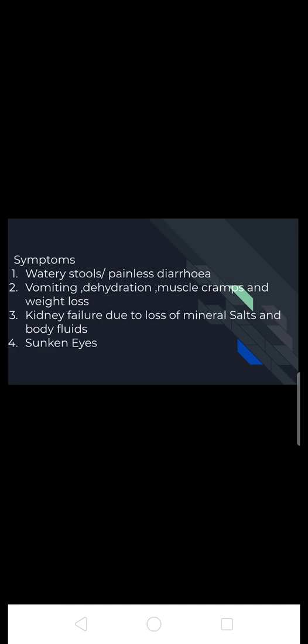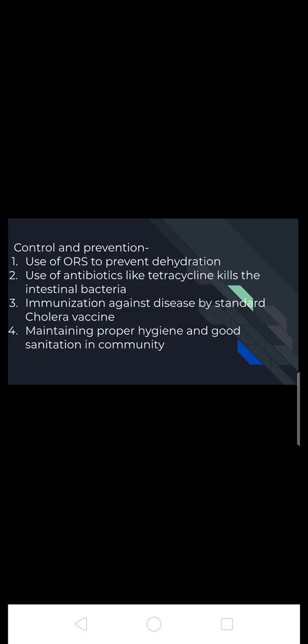Cholera can also lead to kidney failure due to loss of minerals, salts and body fluids, and sunken eyes are also one of the symptoms of cholera. Now, how can we control and prevent cholera?